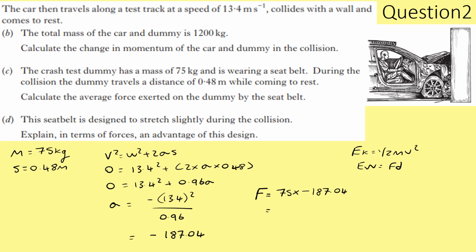This gives a value of negative 14,028 newtons, or 1.4 times 10 to the 4 newtons. Now, the question's asking for the average force exerted on the dummy by the seatbelt. So having the negative number here as a negative is absolutely fine, but it would also be acceptable simply to have that as 1.4 times 10 to the 4 newtons. You don't need to show direction as it's implied.